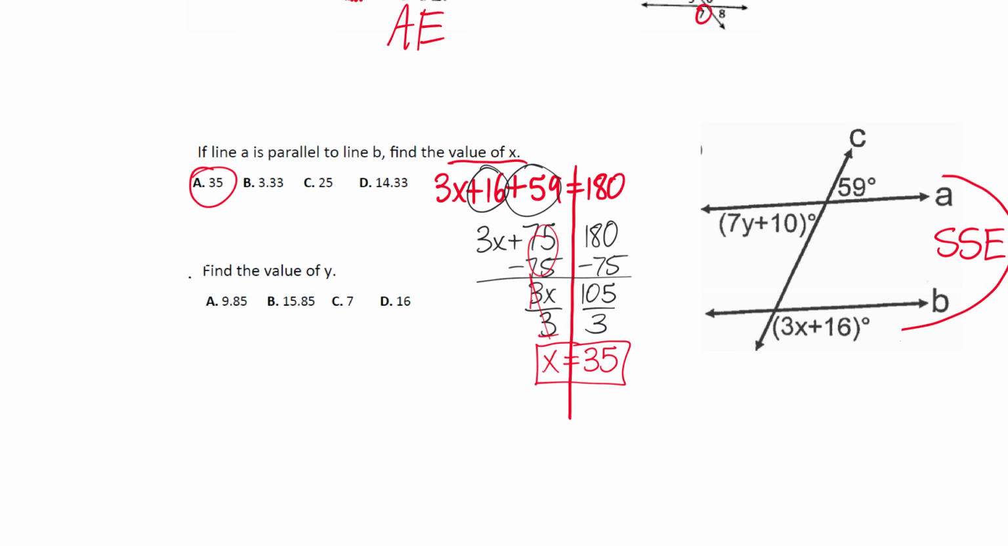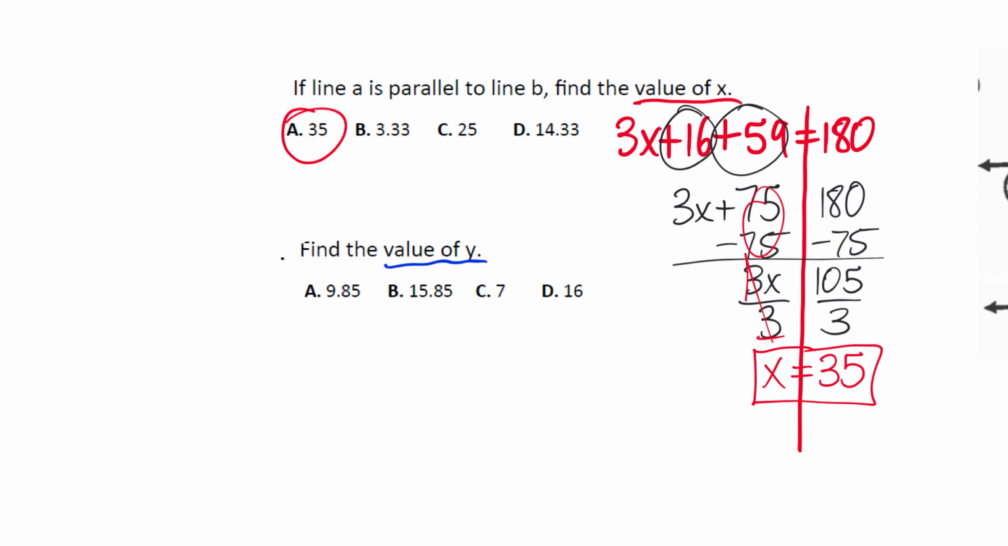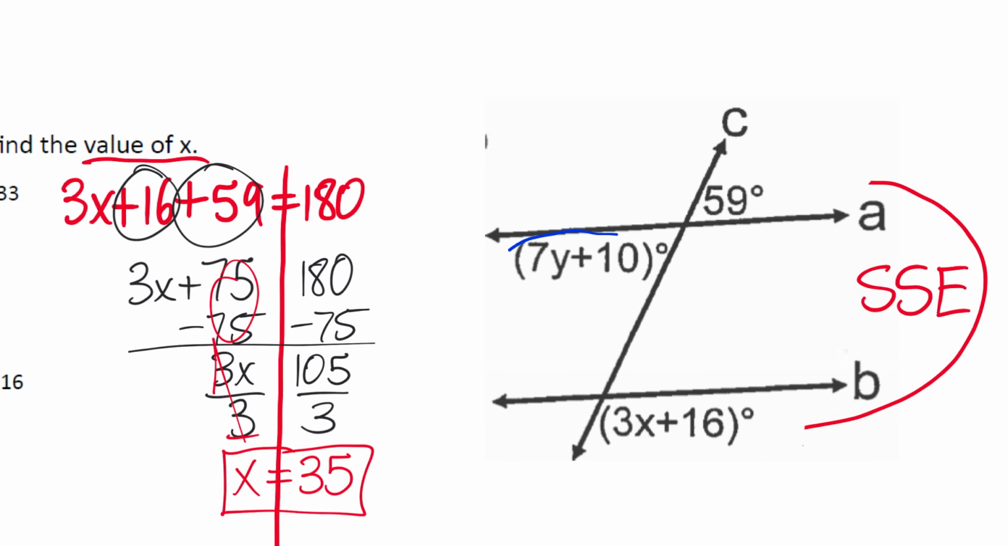Okay, now the last one says to find the value of y. So on this one, here's where I see the y. Now on this one, I'm going back to the 59. That's the angle that I know without a variable in it. And so now I don't care about what's going on down here. That has nothing to do with what I'm dealing with here, because I know what happens with these. What type of angle pair are these?